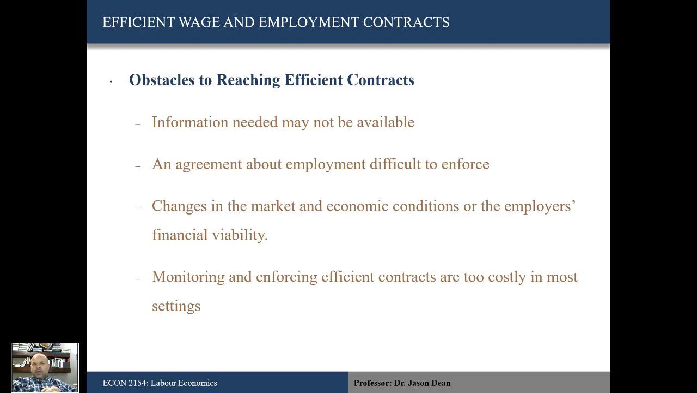Also, there are changes in market and economic conditions or the employer's financial viability. Such changes could result in the firm not abiding by the contract because of financial constraints. And then also there are going to be costs associated with monitoring and enforcing these efficient contracts. So in many settings, these could be very expensive.